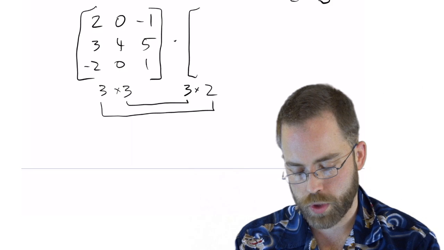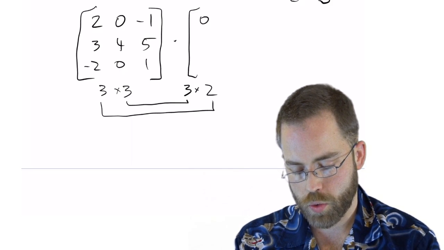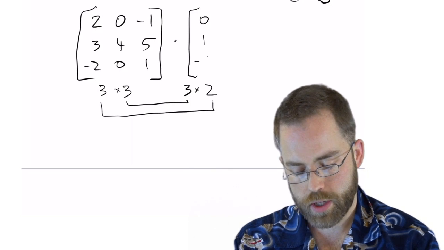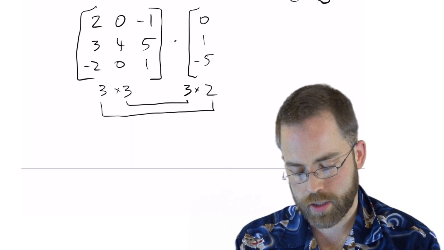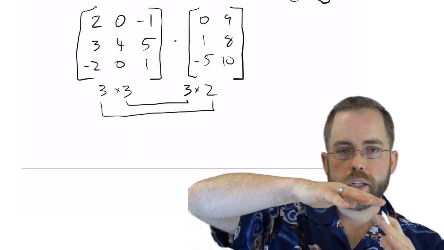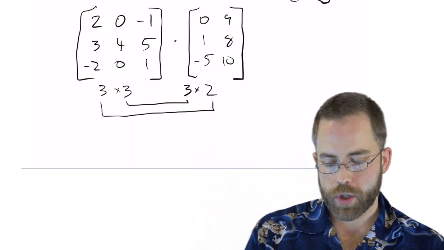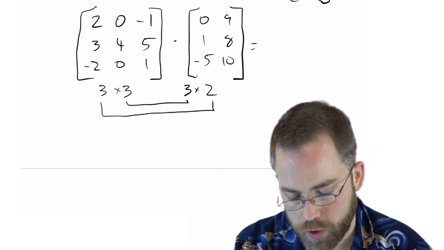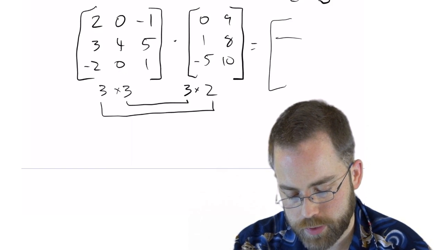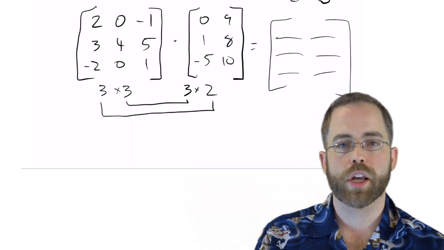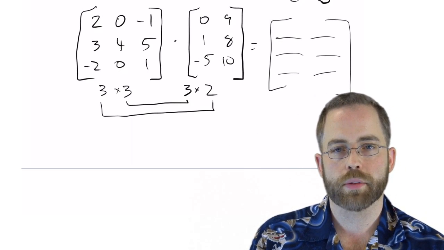And let's make up some numbers that work for that. So let's do 0 and 1, and -5 and 9, 8, 10. Okay, so if you get ready to try to do your matrix chop, you know that you're gonna have some blanks over here. You're going to have 3 blanks going down and 2 blanks going over. So that is the kind of shape that your answer must take.